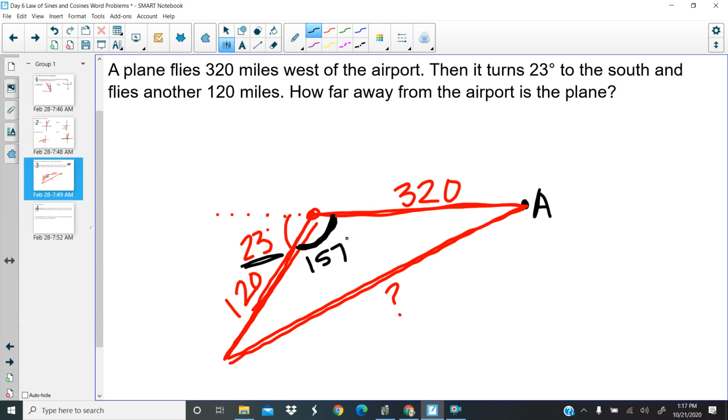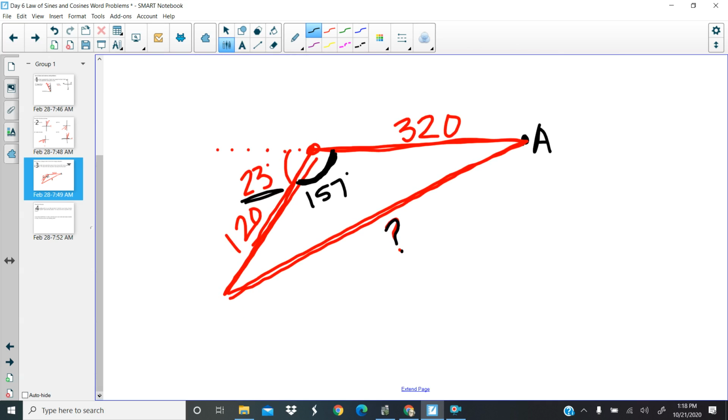And so now I have a side and another side and the included angle. So what we're going to have to do is use the law of cosines to find how far we are from the airport. So what we are looking for is one of the sides. And so that side, I'm going to call it D because it's a distance.